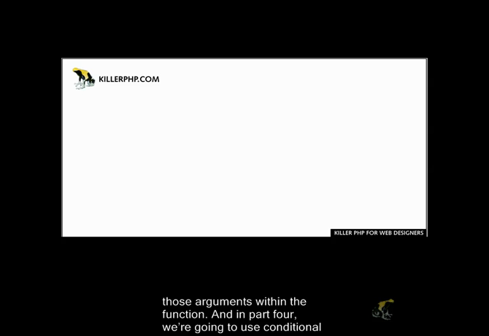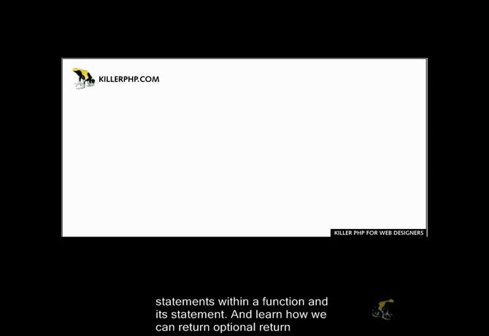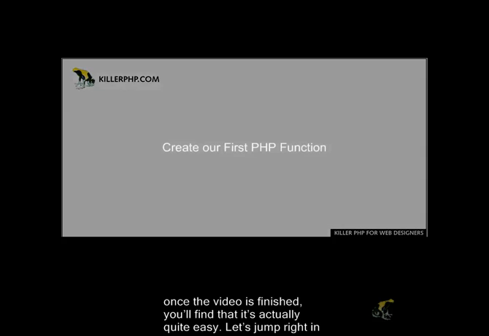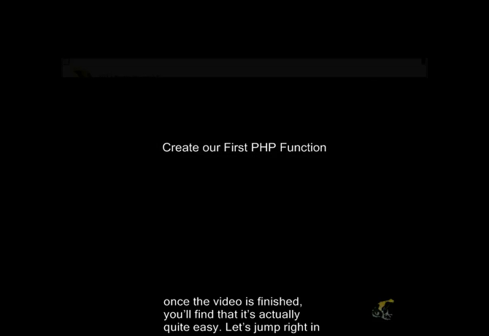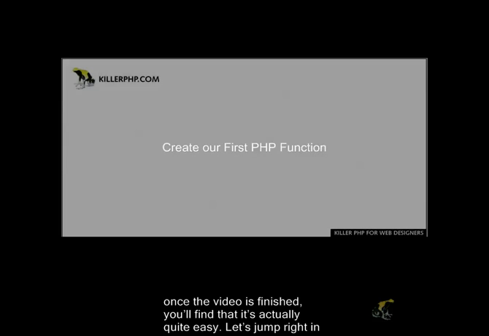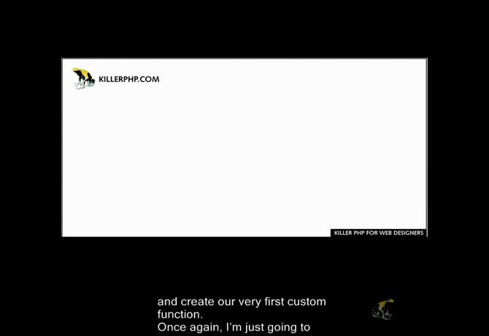And in Part 4, we're going to use conditional statements within a function, an if statement, and learn how we can return optional return values based on a conditional. Again, if any of this seems unclear to you, don't worry. Once the video is finished, you'll find that it's actually quite easy. Let's jump right in and create our very first custom function.